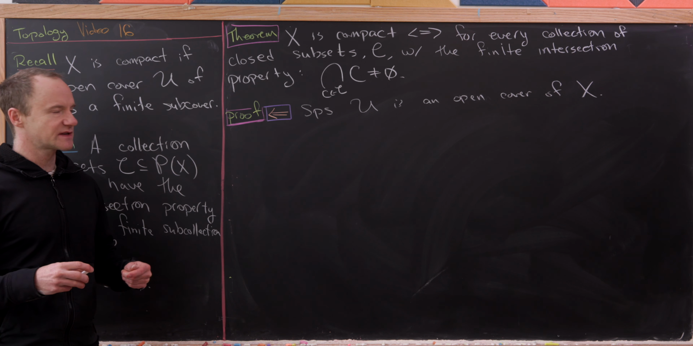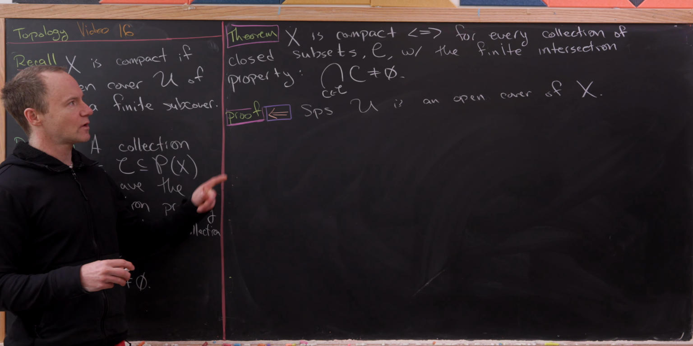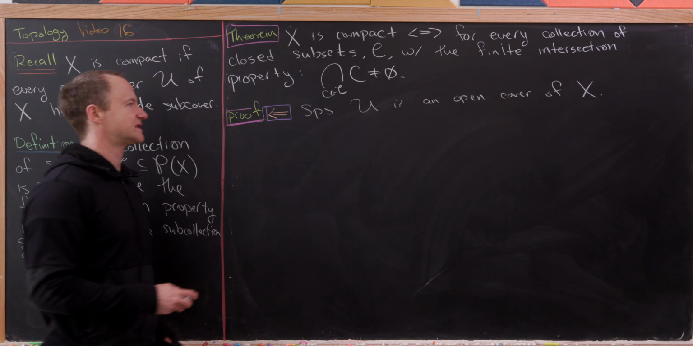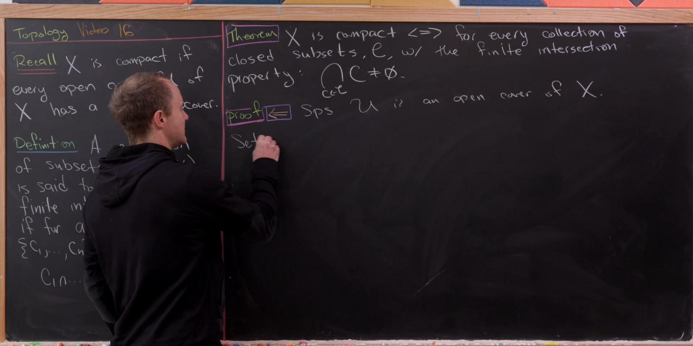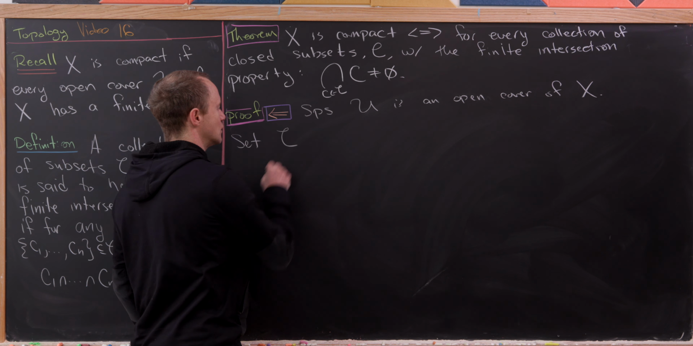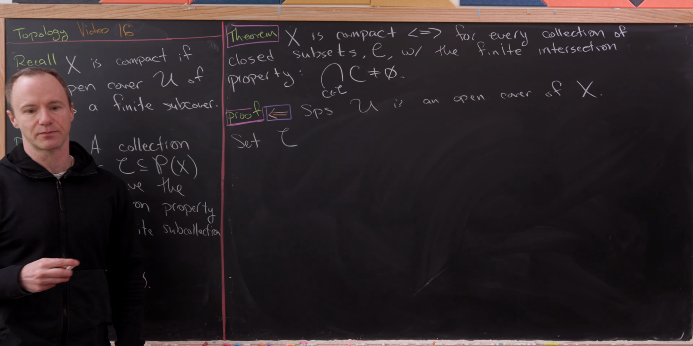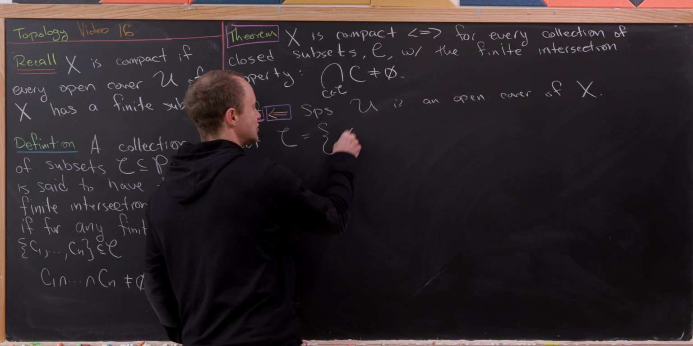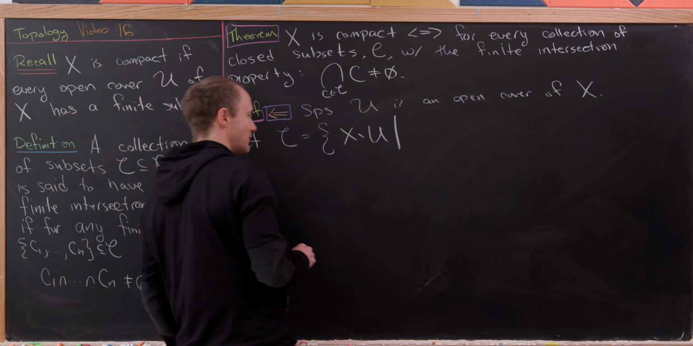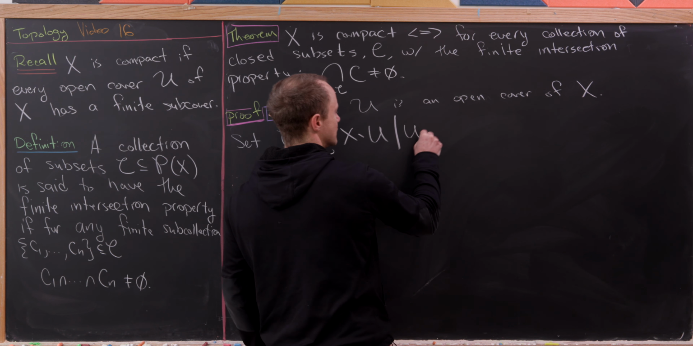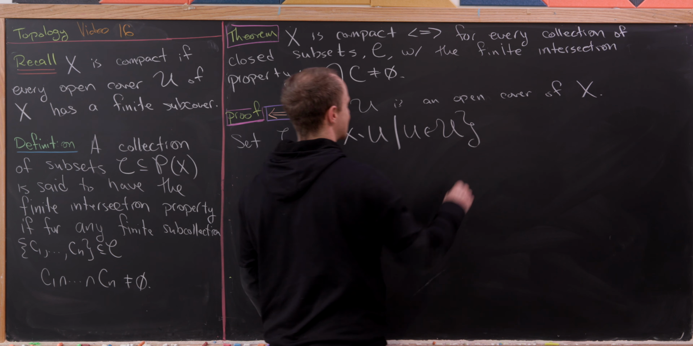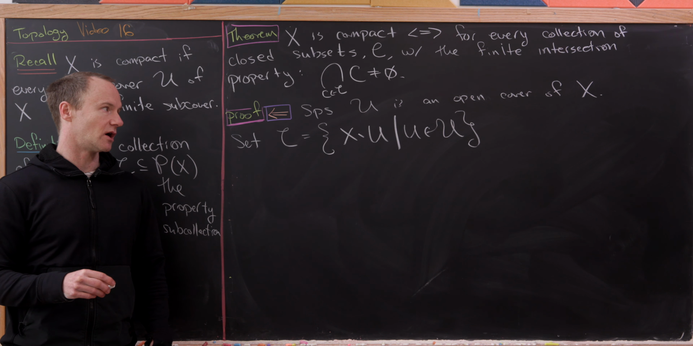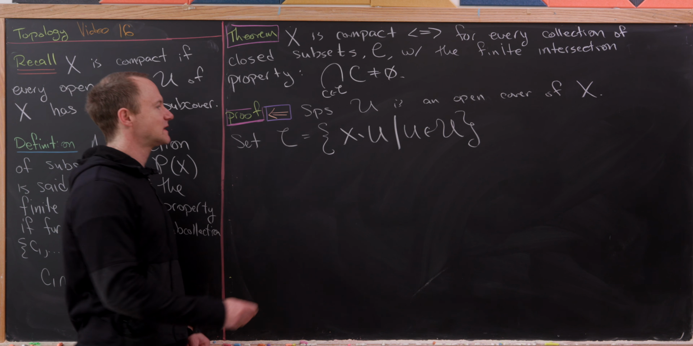But now U is going to be a collection of open sets. In order to use what we are assuming, we need a collection of closed sets. So let's maybe construct those kind of dual to how we constructed the open sets in the previous direction. So let's set C equal to the complement of everything from U. So again, that's just going to be exactly like this right here. It's going to be everything X minus U as U runs through all of our script U.